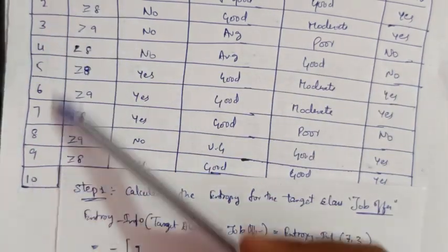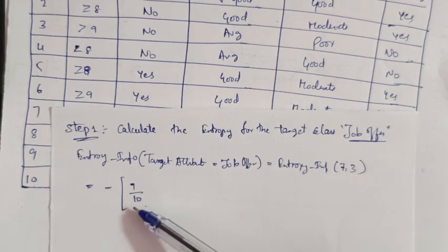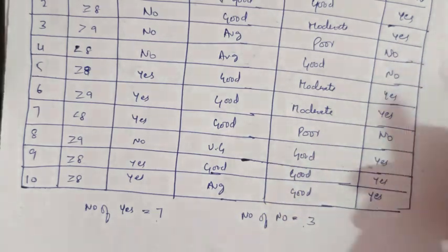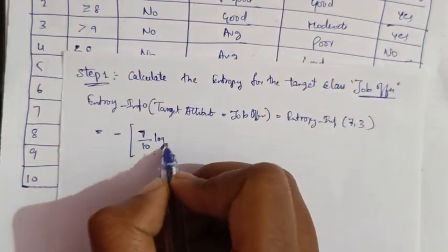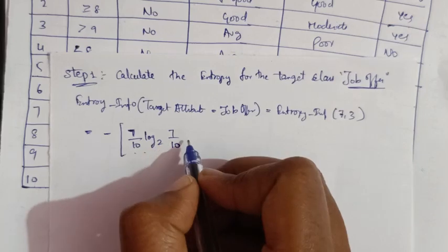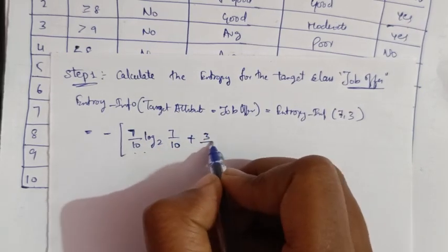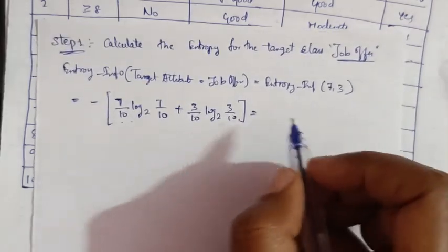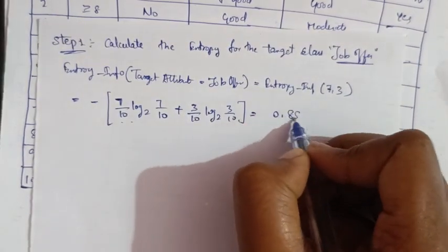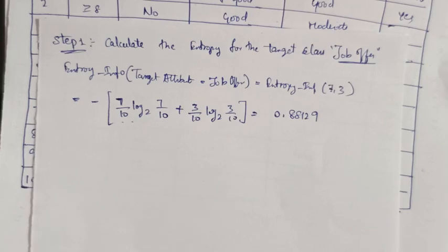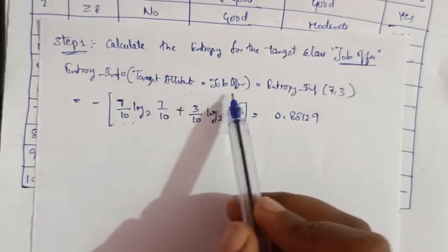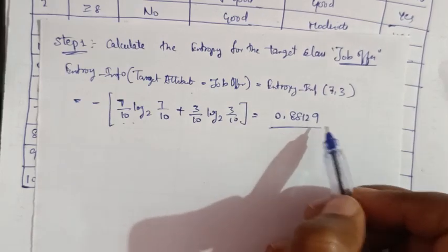7 by 10, because the total number of instances is 10, so we take the denominator as 10. The number of yes divided by the total number of instances, log 2 of 7 by 10, plus again the same, log 2 of 3 by 10. If you calculate this, you will get 0.88129. Now we got the total entropy of our target attribute, that is 0.88129.